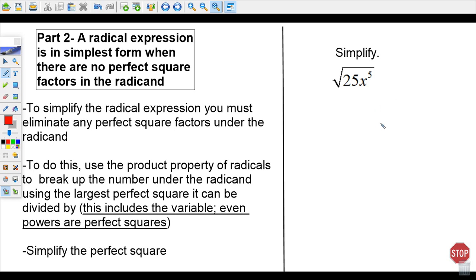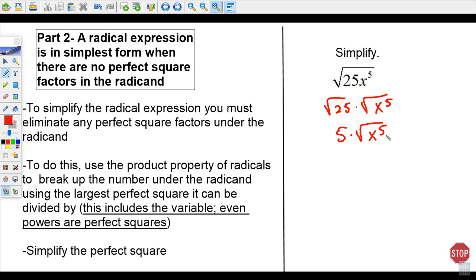Square root of 25 times x to the 5th. Again, if you want, you can break this up into numerical part, variable part. Square root of 25 times the square root of x to the fifth. The square root of 25, that's already a perfect square. That's 5 times radical x to the fifth.